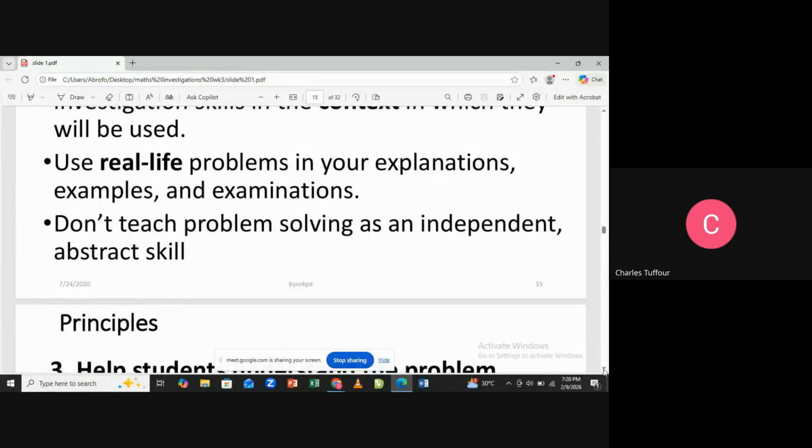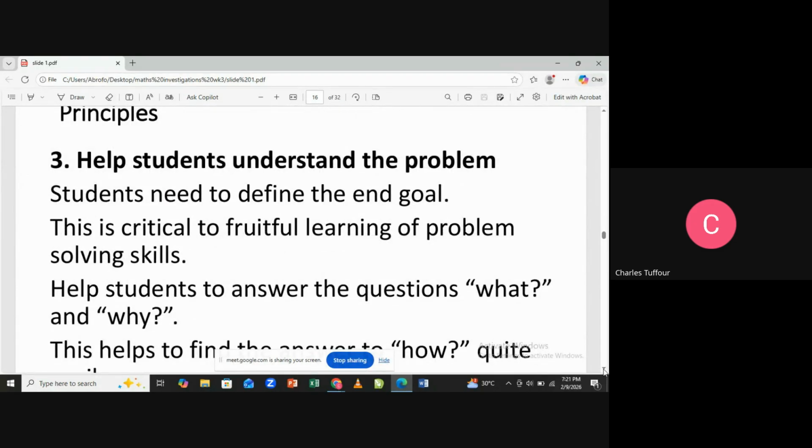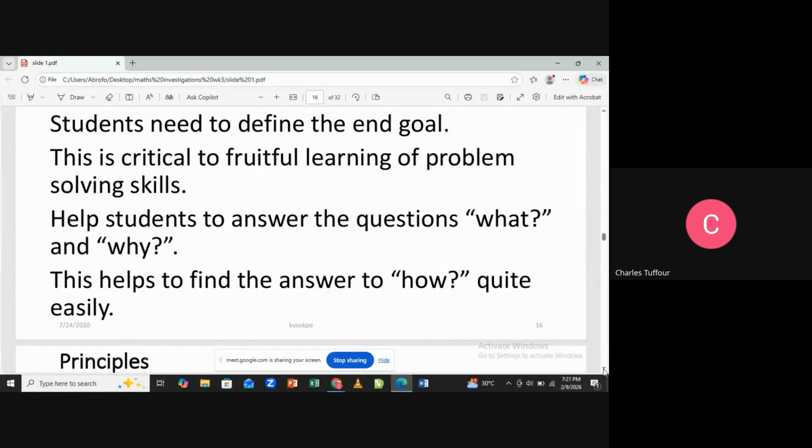Don't teach problem solving as an independent abstract skill. Problem solving shouldn't be an abstract skill. It should be something practical, that the student can feel. Help students understand the problem. As soon as you give the problem, the student may have some issues. It's your duty as the teacher, as a facilitator, to help them understand the problem before they start.